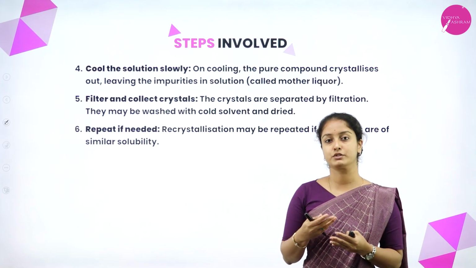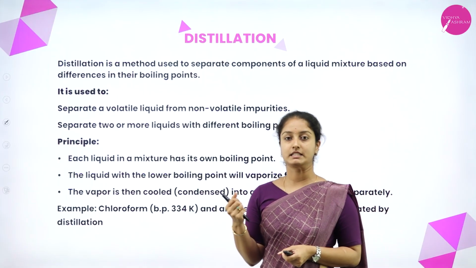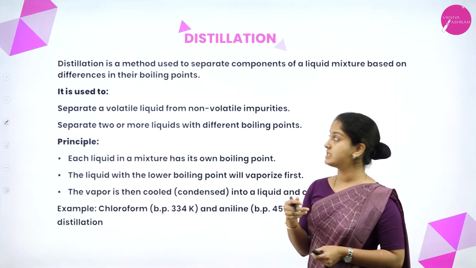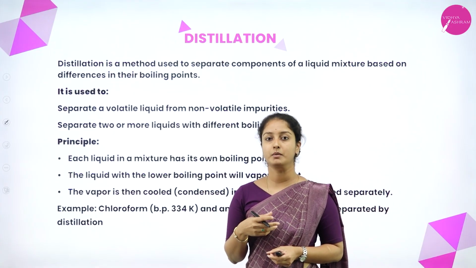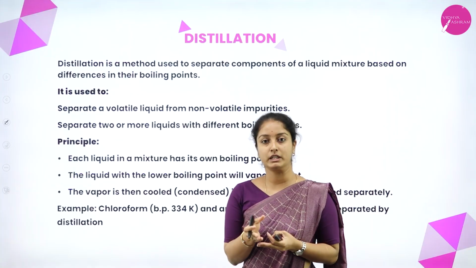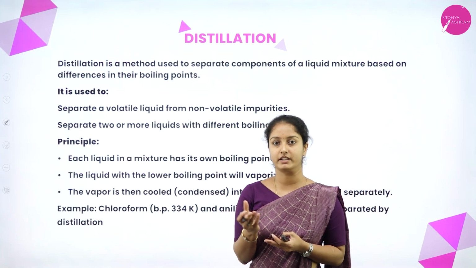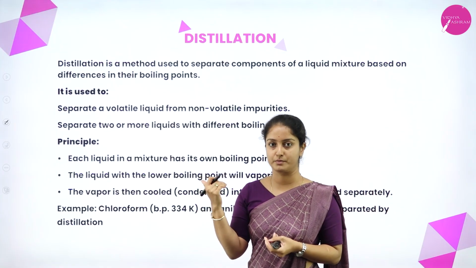Then this is how the method is used to purify the organic compound. The other technique is the distillation process. Distillation is a method used to separate components of a liquid mixture based on the differences in their boiling points. So, for two liquid mixtures which have a boiling point difference larger than 25 degrees Celsius, we will have to use the distillation process.